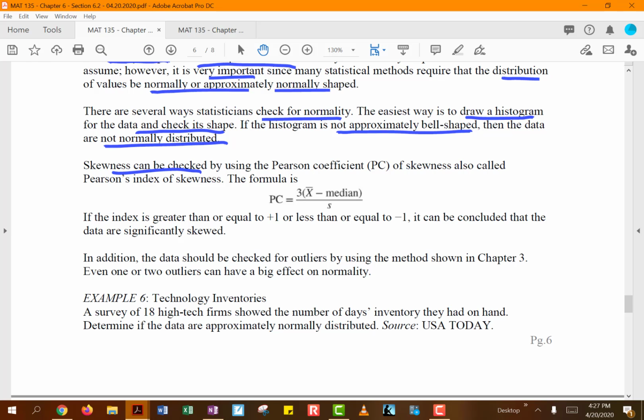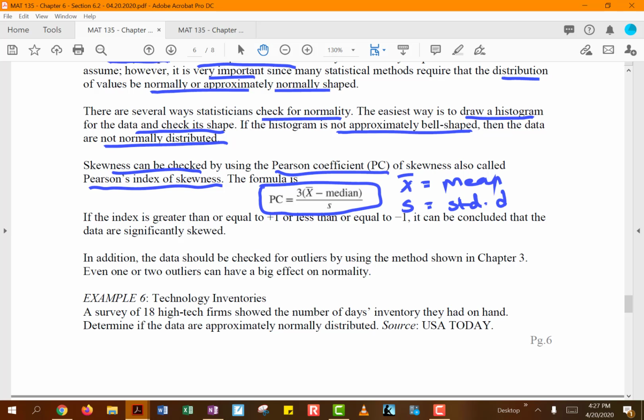So to check for skewness, we use the Pearson coefficient of skewness, which we also call Pearson's index of skewness, and this is the formula for that, to see if our data values are skewed or not. So you take 3 times the quantity x bar, which is of course your mean, subtract the median from it, and divide the whole thing by your standard deviation. So again, remember, x bar is the mean or the average. s is of course your standard deviation, and median of course is median.